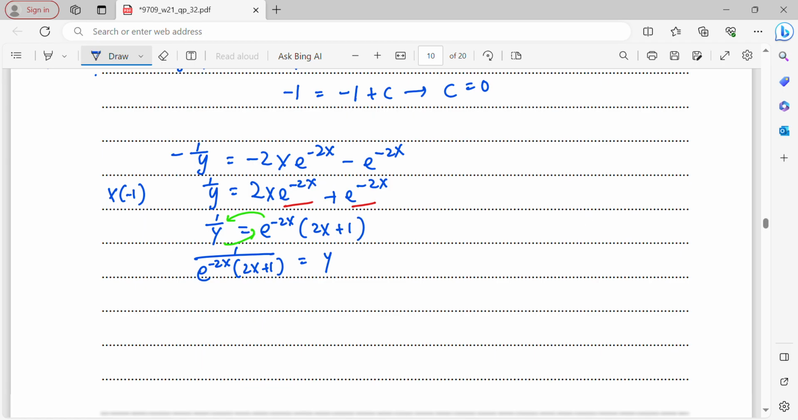Okay, but then we can further simplify. 1 over e^(negative 2x) is basically, you can move it up. So it will be e^(2x) over 2x plus 1. Then this is going to be our y. Alright, so that's the solution of this question.